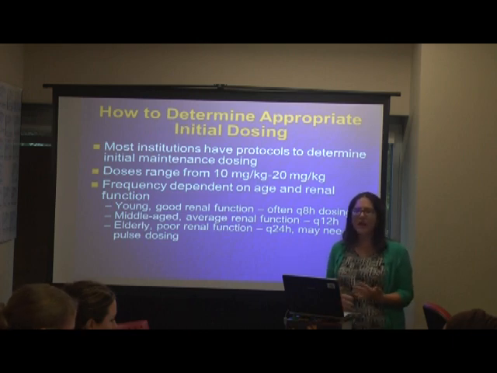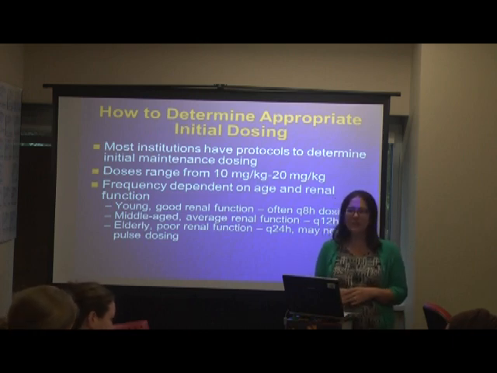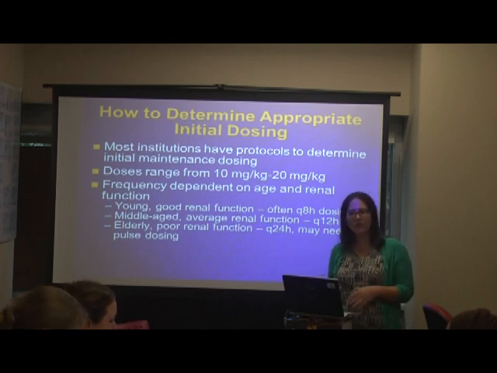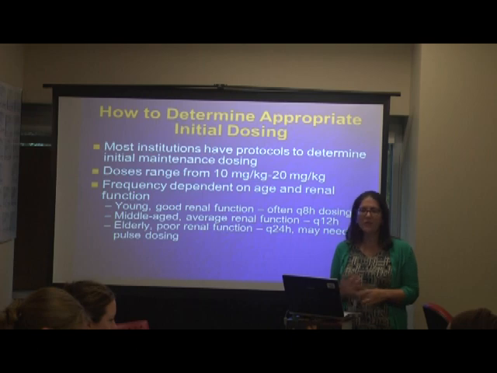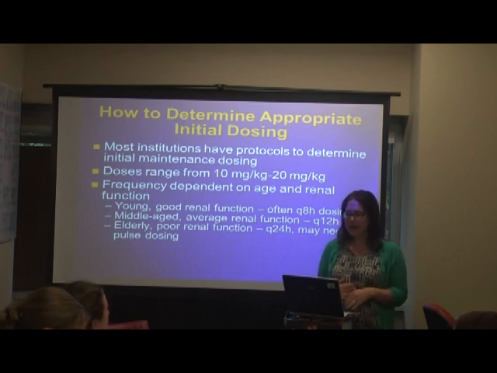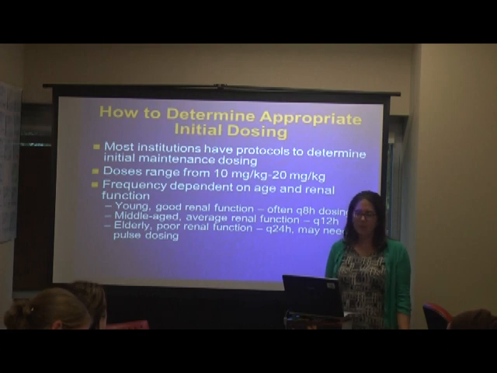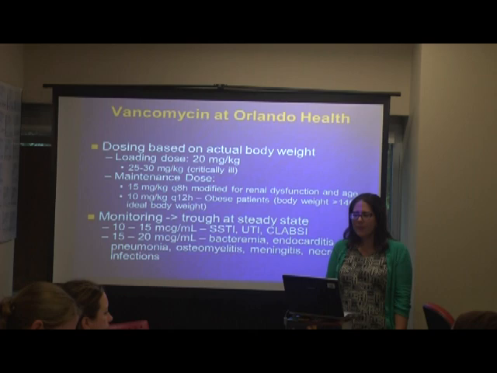Patients that are young, have good renal function, are generally going to have dosing intervals of every 8 hours, while patients who are middle-aged with average renal function are generally going to have every 12-hour dosing. Those patients that have poor renal function are going to receive every 24-hour dosing or even pulse dosing vancomycin. The dosing for vancomycin is always going to be based on the actual body weight.